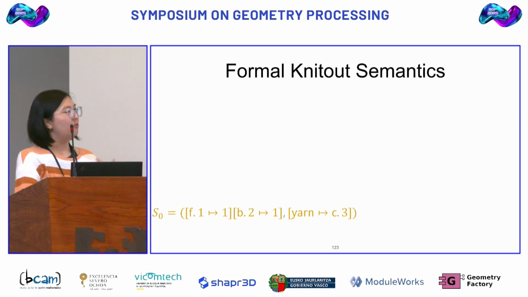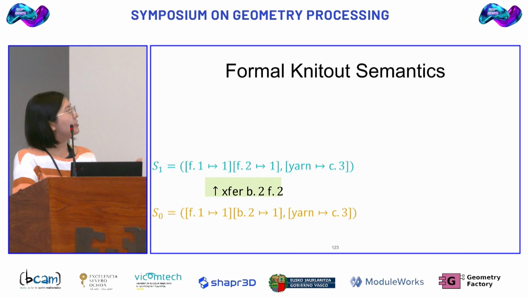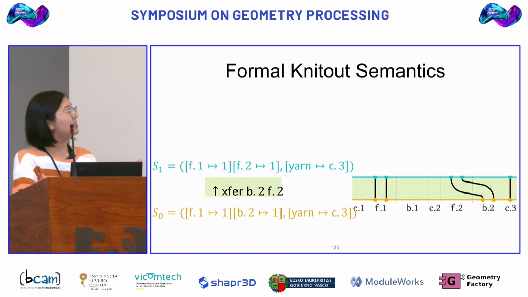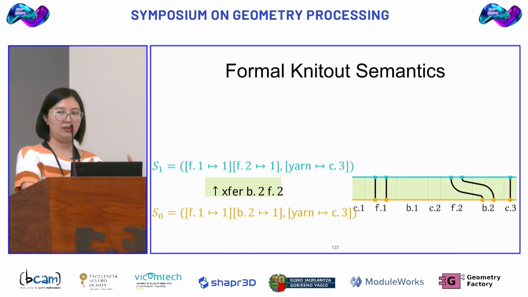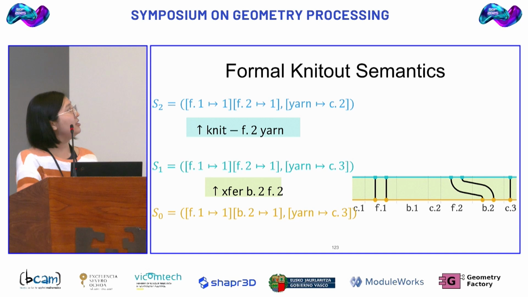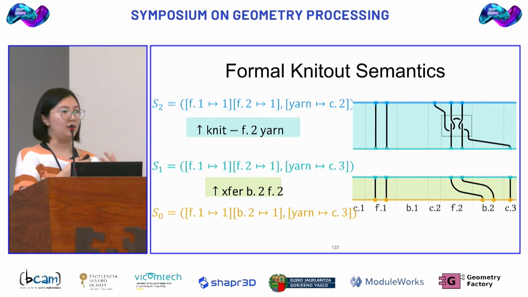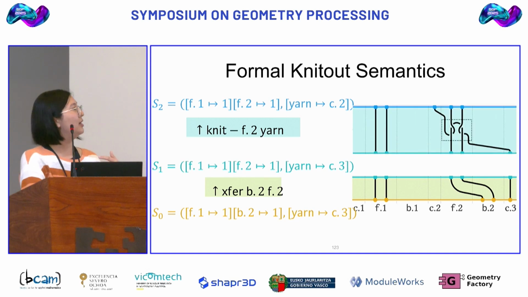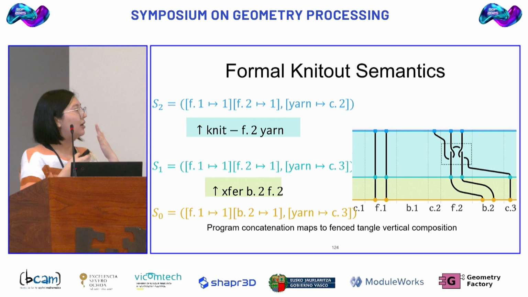And so when we now come to this problem of seeing what a specific program denotes, we need to know what the initial state is. So for example, here it's just saying that front needle 1 has a loop, back needle 2 has a loop, and our yarn carrier is at position 3. And so then given an operation, we know what the end state will be, and we'll know the specific fence tangle that corresponds to. We can then continue with the second operation, and so long as that also denotes a valid subprogram, they concatenate, and we know that our program concatenation maps to valid fence tangle composition.